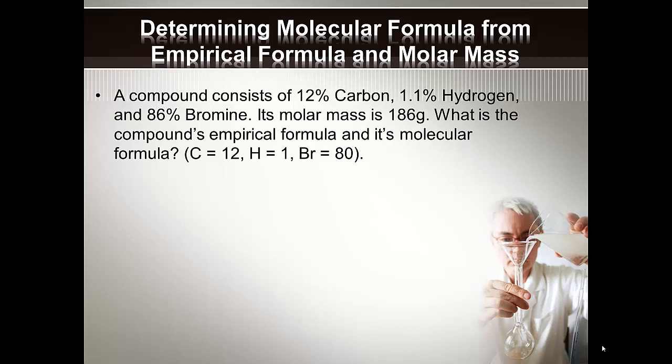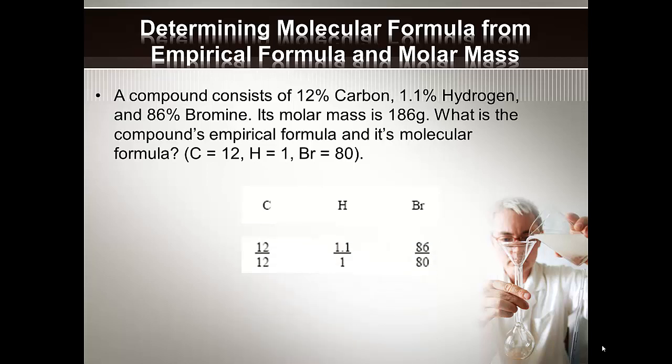We know that when it says C equals 12, H equals 1, bromine equals 80, what we're saying is carbon has a molar mass of 12 grams per mole, hydrogen 1 gram per mole, bromine 80 grams per mole. Okay. So here we have CHBr.